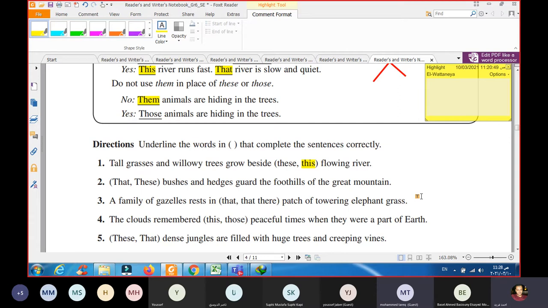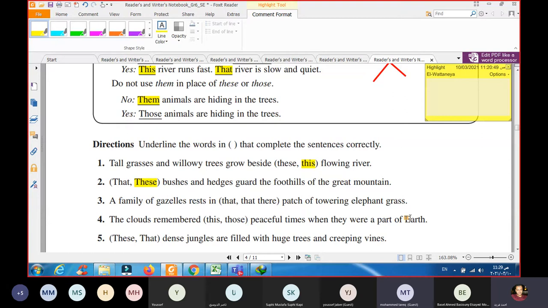Mister. Yes. Number three, there is a problem. Number two, that bushes or these bushes? These. Yes, okay, nice. Excellent. Okay, Mister. Number three. Who can answer number three? Me, Mister. Okay, go on, Muhammad.